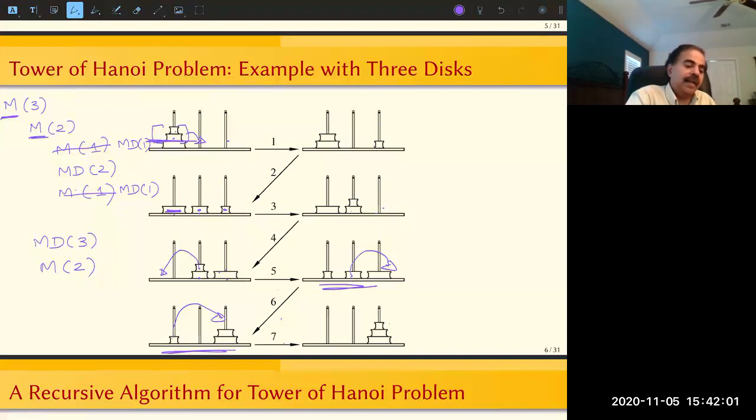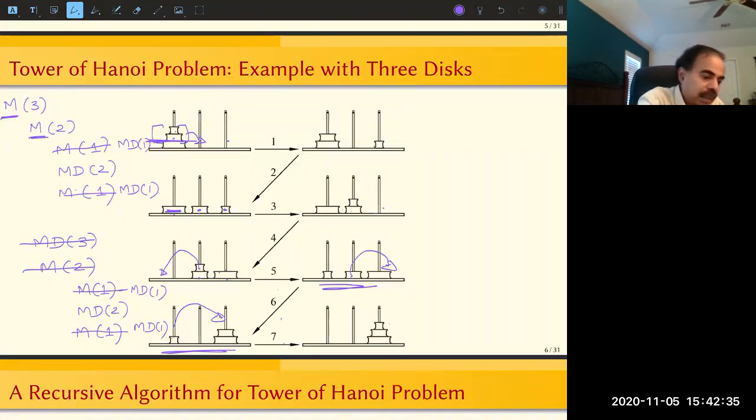Okay, and the same way, we can rewrite M2. M2 again involves M1, MD2, and M1, and M1 again involves MD1. So I'm kind of crossing these out. I'm sorry, that was a mistake. I should not have crossed out MD3.